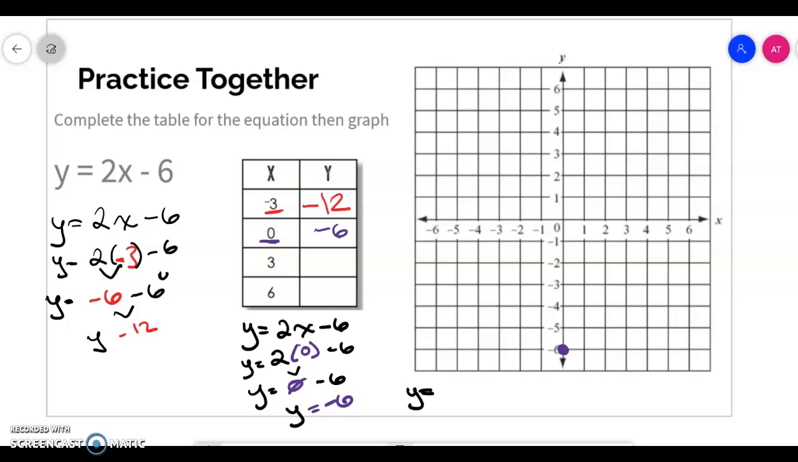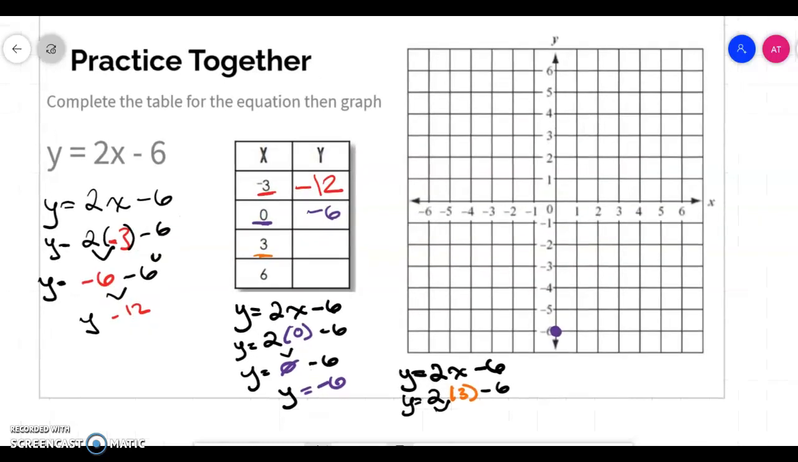Then let's figure out what 3 is going to be. Remember, at any time you can pause this video in order to see what's going on, or if we're going too slow or too fast. So 3 times 2 is going to give me a 6, and I subtract it from my y-intercept. 6 minus 6 is 0. So at 3, I'm going to put a 0. I'm going to go over to 3 on my x-axis, and I'm not going to move up or down. I'm just going to put a dot there.